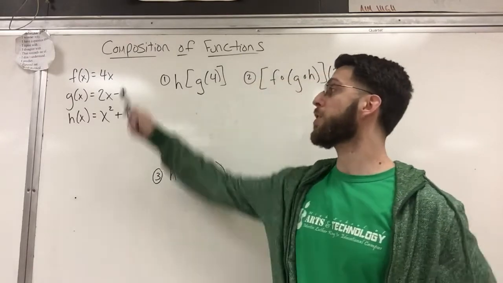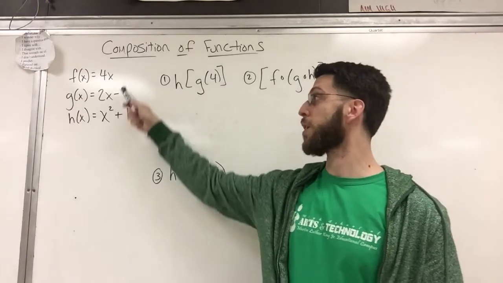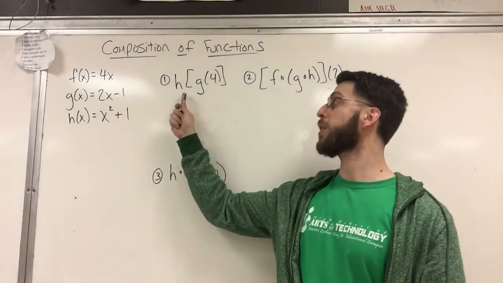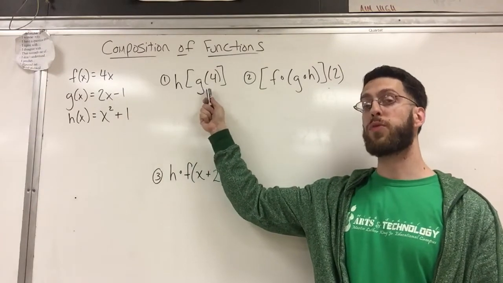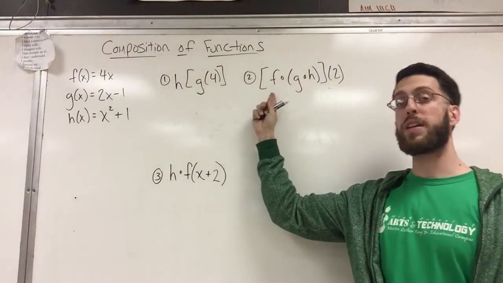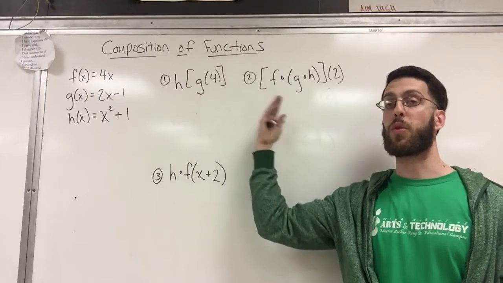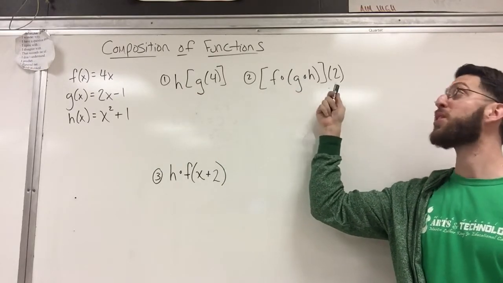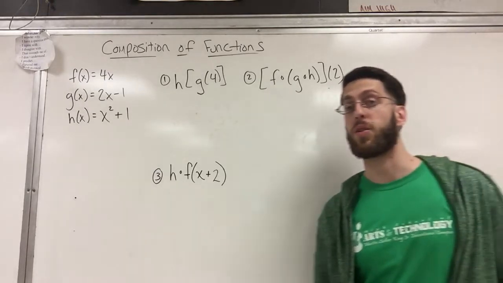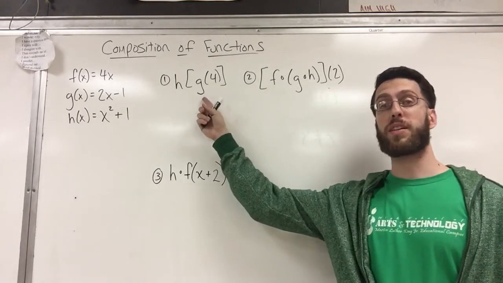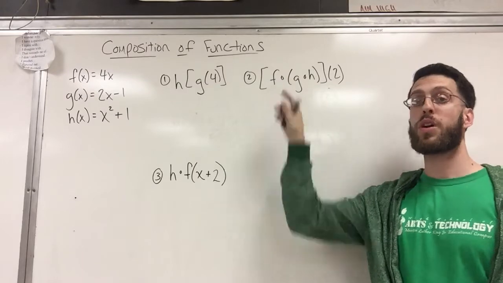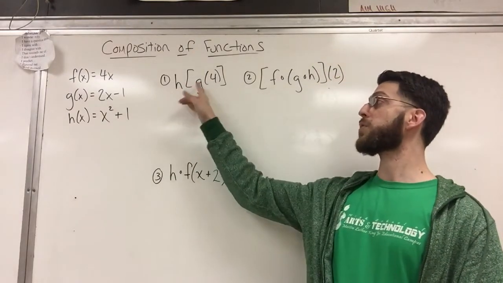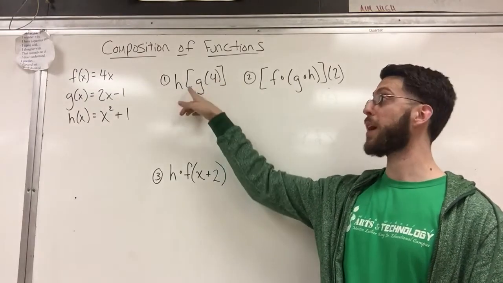So here is an example of three functions, two really easy, simple linear and then a quadratic. And how I read this is h of g of 4. And this is read similarly. They're both the same thing. They're both compositions. F of g of h of 2. Okay, so you might see them different. One has brackets, one has little O's, little circles, but they're the same thing. They're compositions of functions.